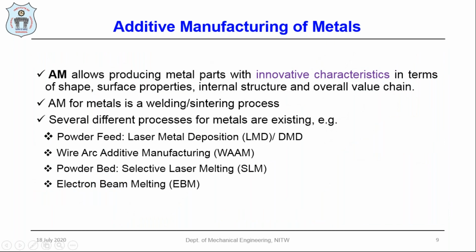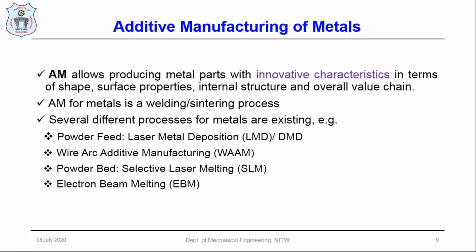The major innovative characteristics of this process are in terms of shape, surface properties, as well as internal structure and the overall value chain. And additive manufacturing of metals is similar to a welding or sintering process. You can call it the cladding process, the welding or a sintering process.